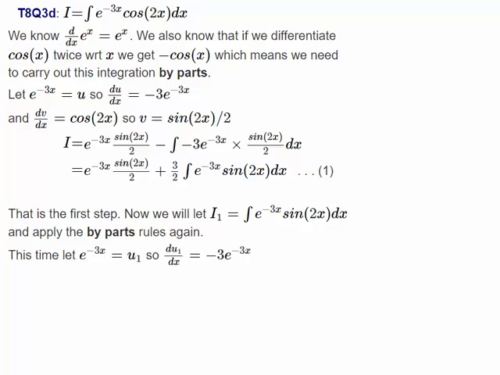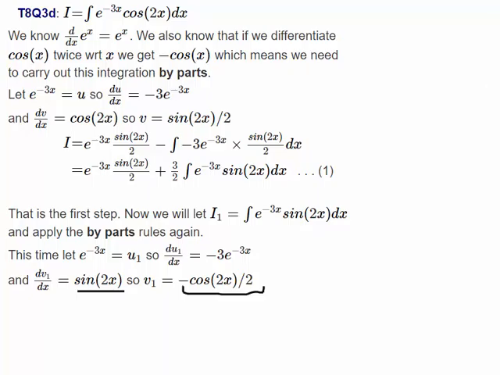Now u1 is equal to e to the minus 3x, so du1 dx equals minus 3 e to the minus 3x, and dv1 dx is equal to sine 2x, so if we integrate that we get minus cos 2x over 2. Differentiating cos 2x will get minus sine 2x times 2, so differentiating minus cos 2x over 2, we're going to end up with sine 2x, which is correct, so we can continue.